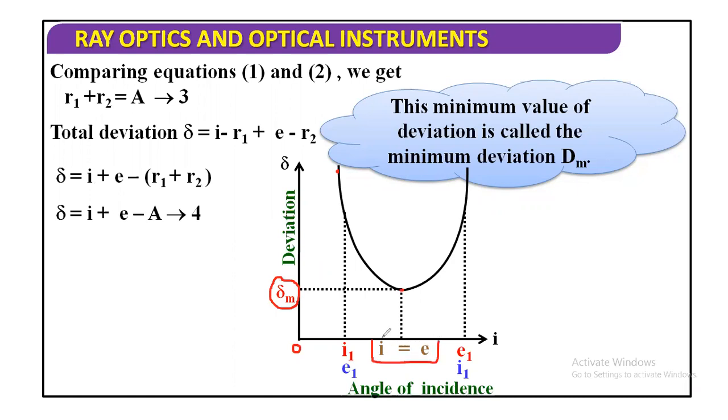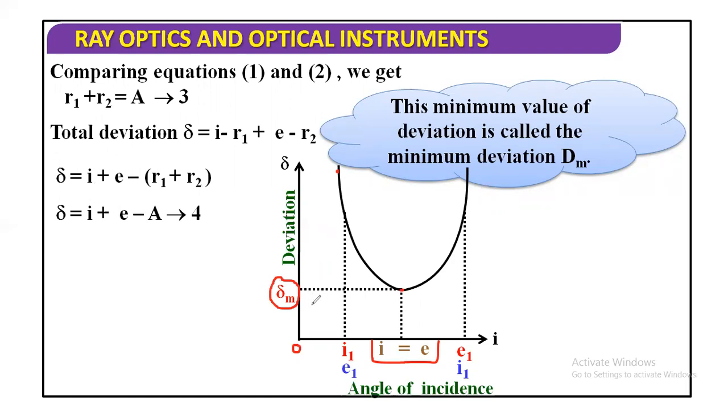So for this particular set of angles, when I is equal to E, meaning if the angle of incidence is 45 degrees, then the angle of emergence is also 45 degrees. So whatever angle of incidence the light follows, the same angle of emergence the light will follow. In that case, the prism will offer minimum deviation.